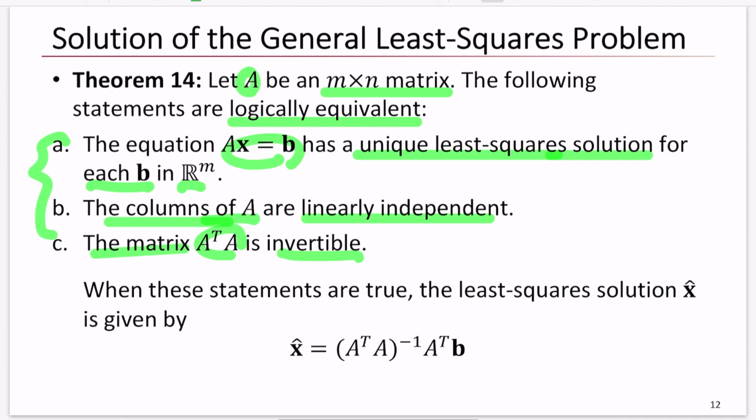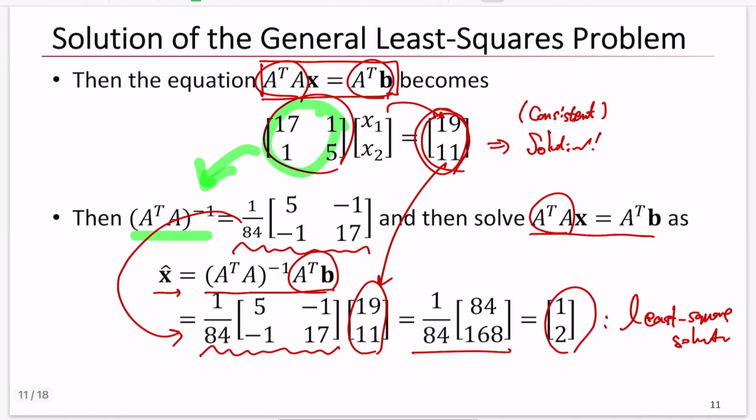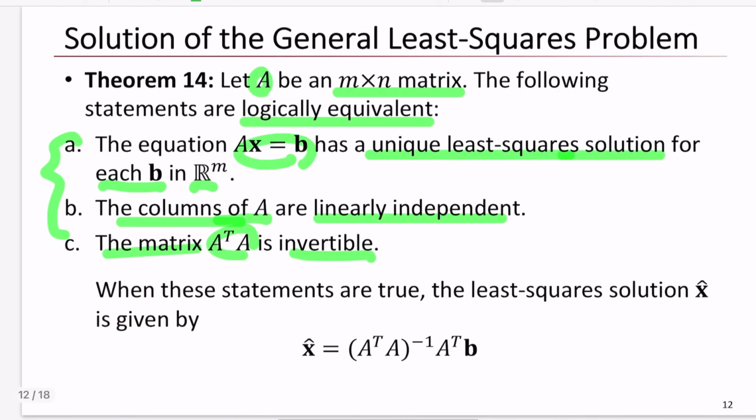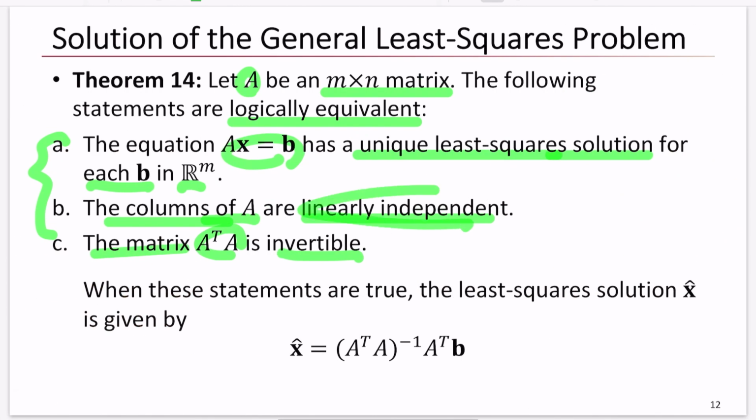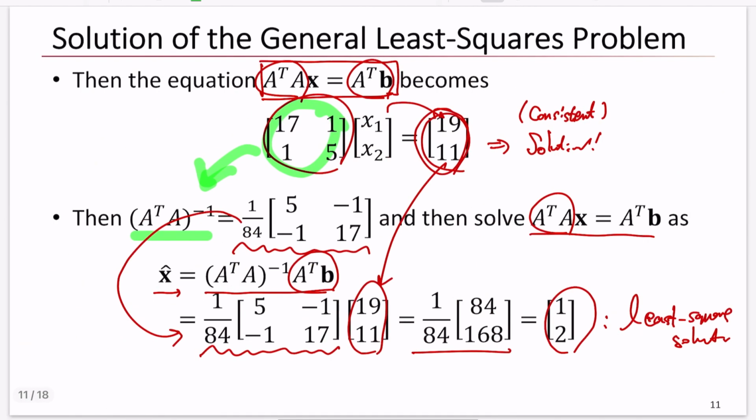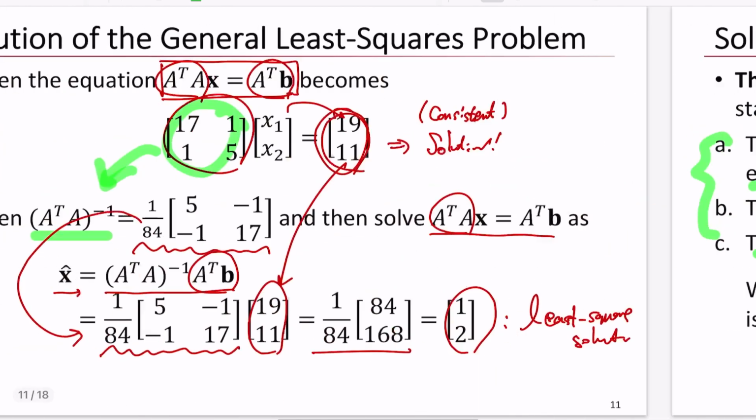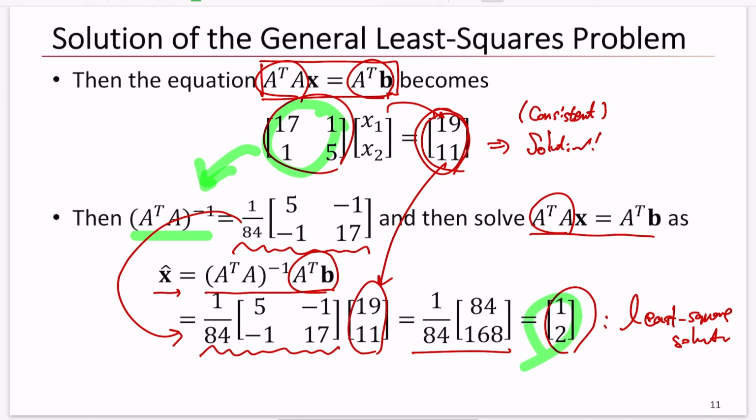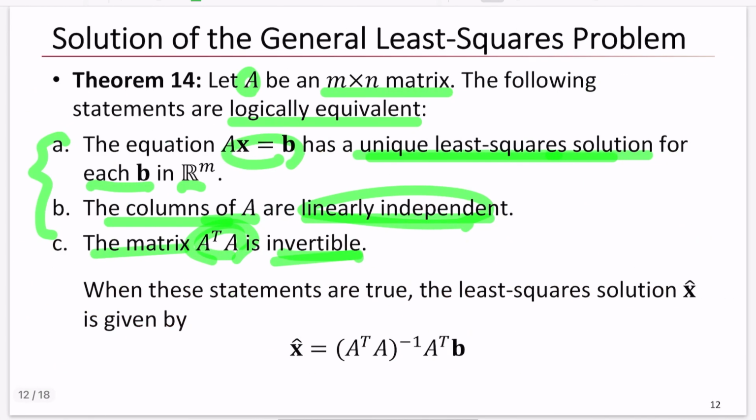Okay, before proving this, the previous example is just one example of this theorem, because the columns of matrix A are linearly independent and ATA was invertible, as you can see here. So the solution was unique, 1/2, 1, 2. In other words, if the columns of matrix A are not linearly independent, or matrix ATA is not invertible, then Ax equals b does not have any unique least square solution. So they are logically equivalent.